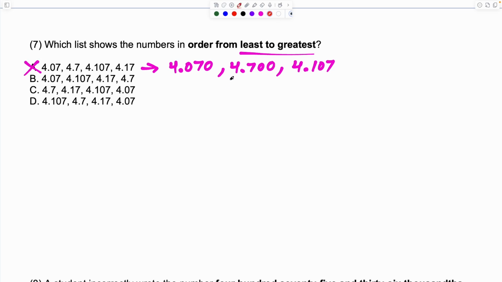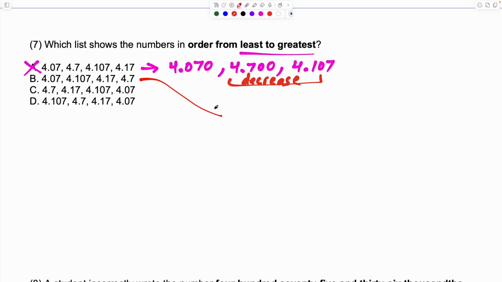And I can already see that this is not going to be the answer. And the reason is these two numbers here. So just imagine you're comparing 700 to 107. So the number is getting smaller from here to here. Okay, so from here to here, the number is decreasing. Okay, so there is a decrease in value from 4.700 to 4.107. So that's why A is out.